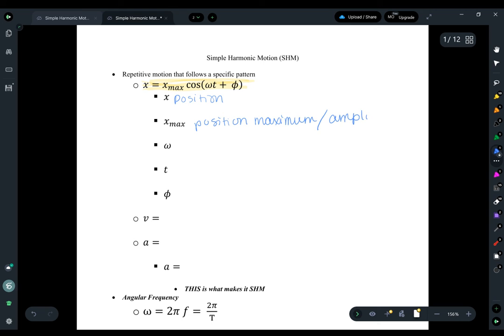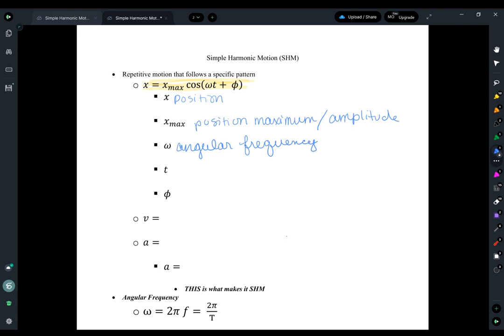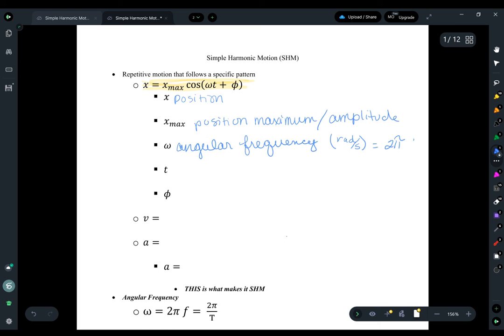and then we have cosine, the function. Omega here is our angular frequency. And you might be saying, I'm not sure what that means. Angular frequency is going to be similar to the concept of angular velocity, which we already studied, and its units are going to be in radians per second. So angular frequency basically is just going to be 2 pi times the frequency. So that you already know.